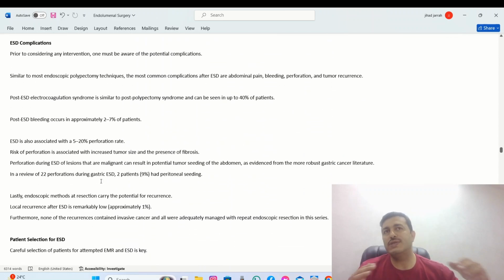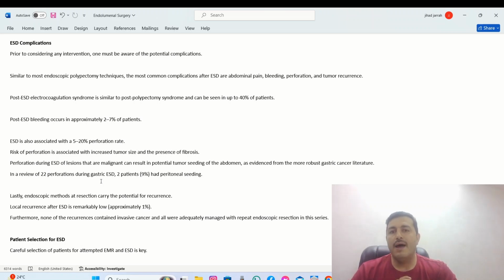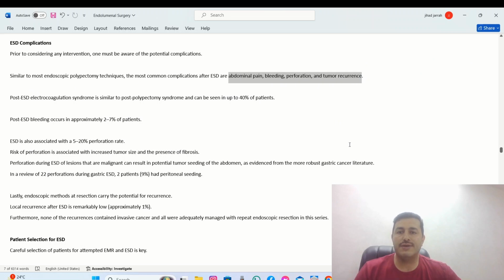The complication, always remember, in endoscopic submucosal dissection we go deeper, so the risk of perforation is higher, this is one. The risk of bleeding is higher. I mean higher when we compare it to mucosal resection. You can see here that complications may be abdominal pain, bleeding, perforation, and tumor recurrence.